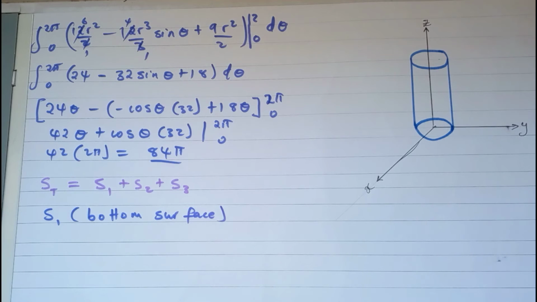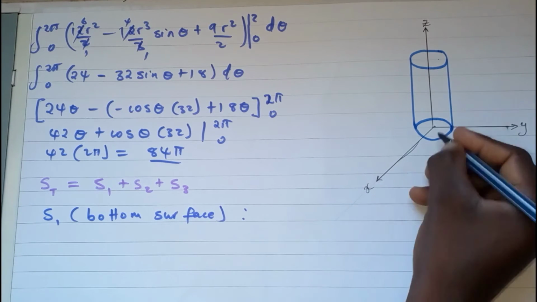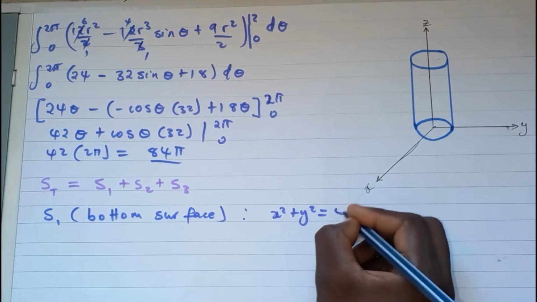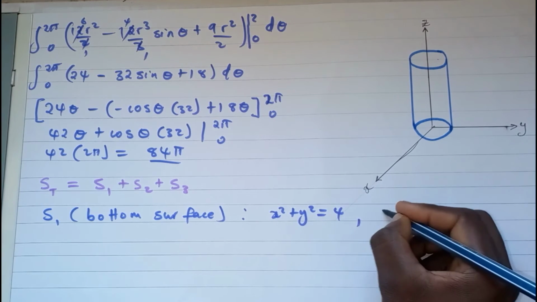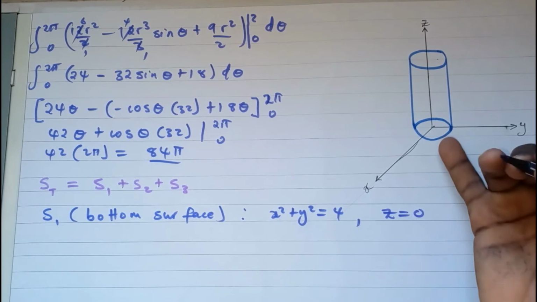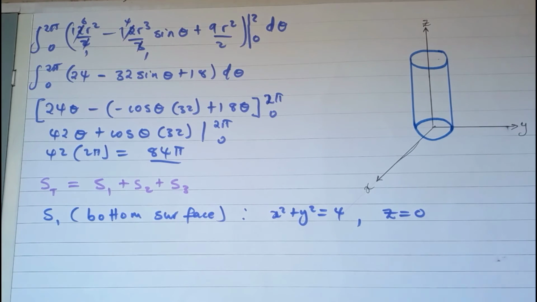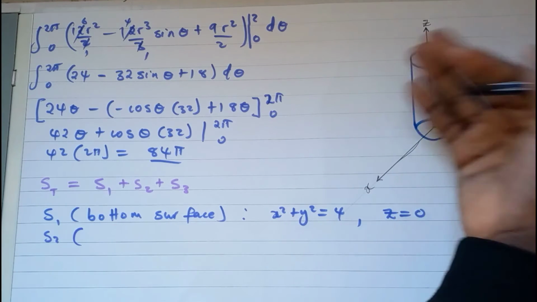Bottom surface. Okay, what do we know from the bottom surface? We know that we have this equation, x squared plus y squared equals 4. This is the circle. Okay, then what else? Z is equal to 0 in this bottom. Okay, we know that. And for surface number 2, I'm going to say cylindrical surface.